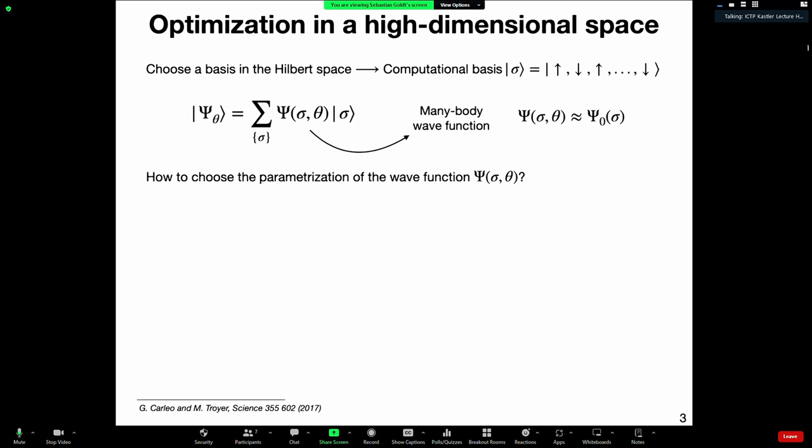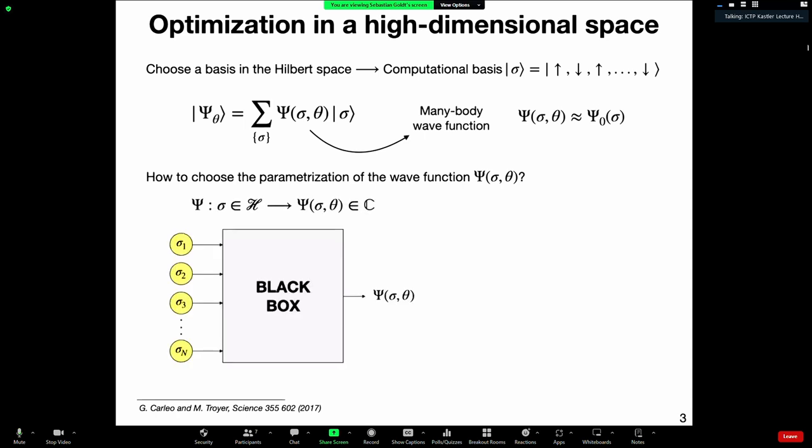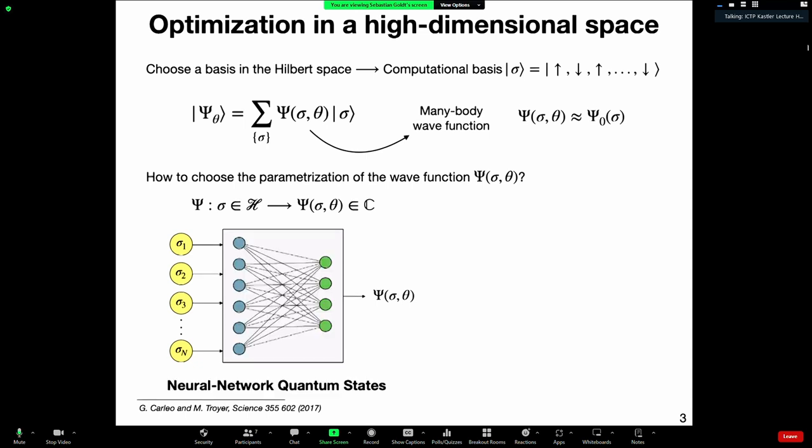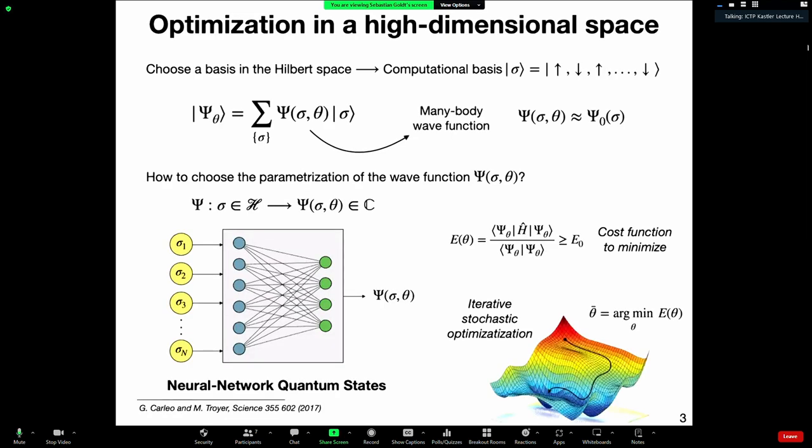The main point is how to choose the parametrization for this many-body wave function. In general, this is a map between an input space, that is the Hilbert space of the physical configurations, and an output space, that is the space of complex numbers. A few years ago, Carleo and Troyer proposed to parameterize this black box with a neural network, defining the so-called neural network quantum states. In this way, we have mapped the original problem of diagonalizing this huge matrix into an optimization problem in a high-dimensional space defined by the parameters of this neural network.